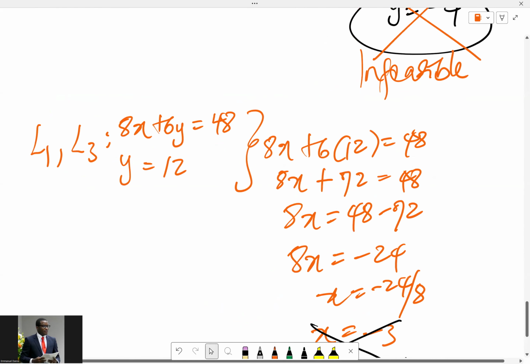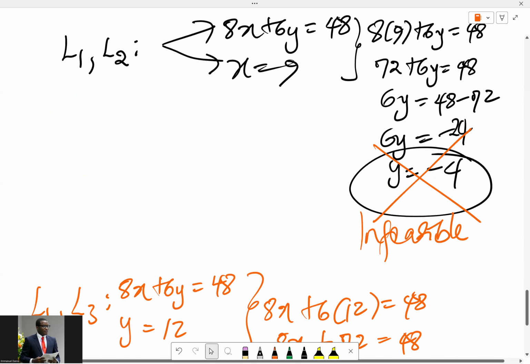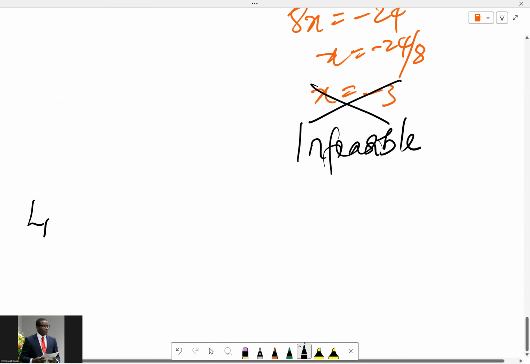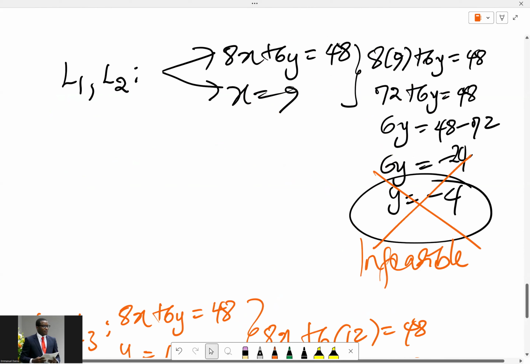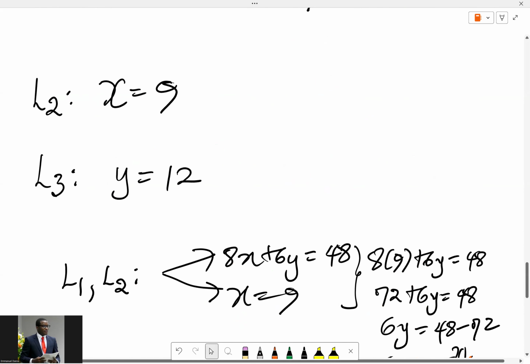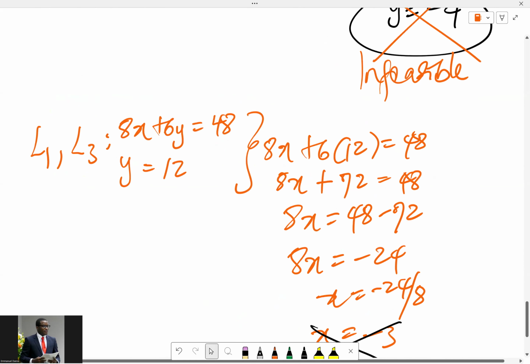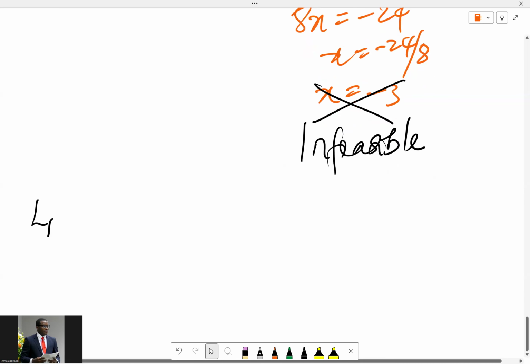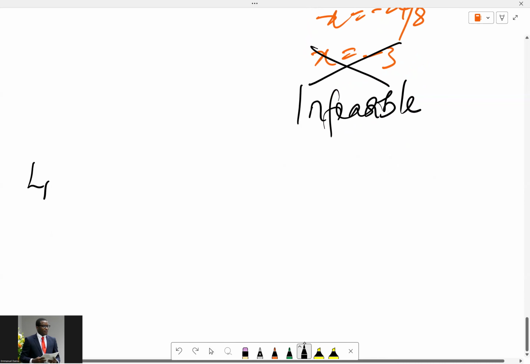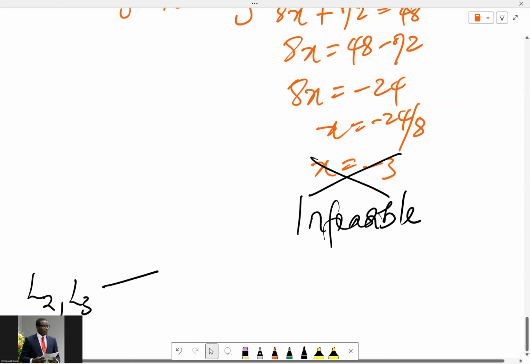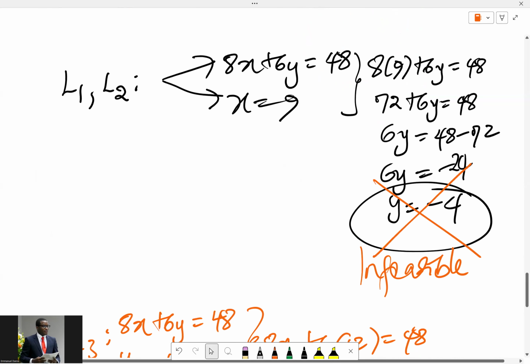So we have done L1, L2 and L1, L3. Can we do L2, L3? There's nothing we can do because they are just straight lines. We cannot solve anything there. The best we can do, if we say L2, L3, is that we have x equals 9, y equals 12.